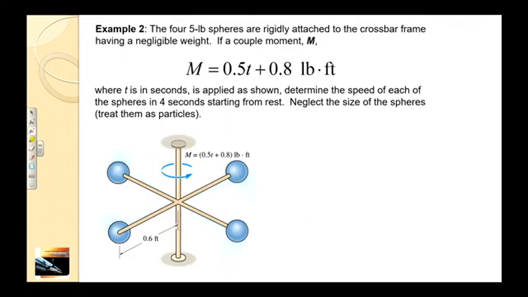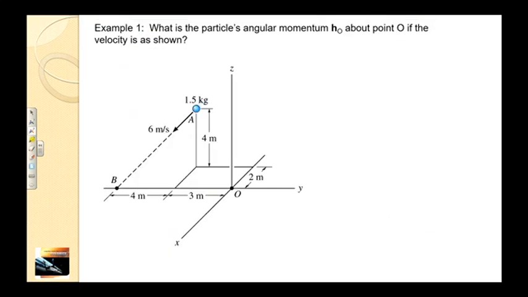I'll do this one next time we get started. But maybe just, how do we calculate r cross f? It's been a while since statics and we had to do a cross product. So figure out the angular momentum of this particle about point O. I've got a particle traveling here at A, and it's traveling on this line with a velocity of 6 meters per second. I want to figure out the angular momentum about point O. So I need to figure out, first, my vector from O to the point I care about.